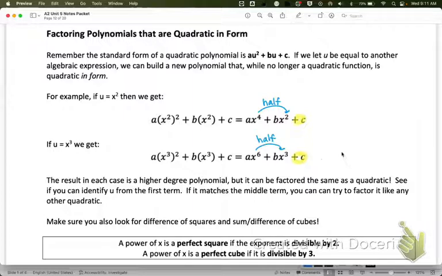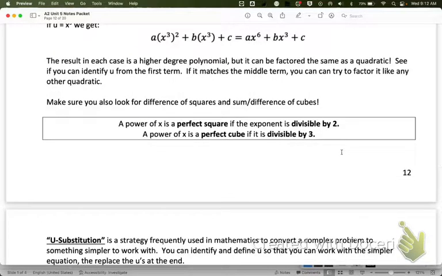Now it could also be a sum or difference of squares or a sum or difference of cubes. So you want to be careful there. How do you know if it's a cube, if it's not just a third power or a square? Any power of x is a perfect square if the exponent is divisible by 2. So for example, x to the 6th is equal to x to the 3rd squared. X to the 20th would be equal to x to the 10th squared. You divide it by 2. That's how you know it's a perfect square.